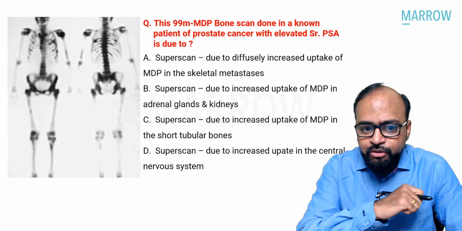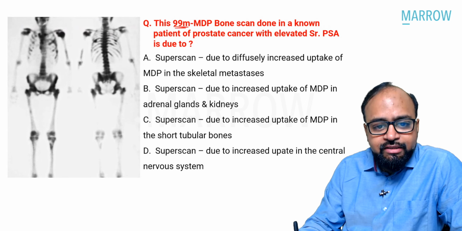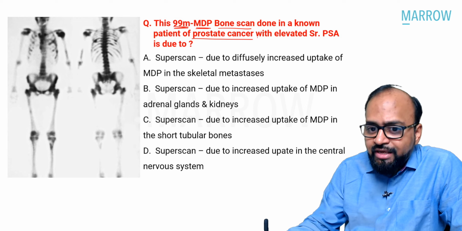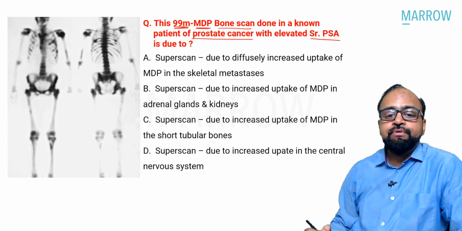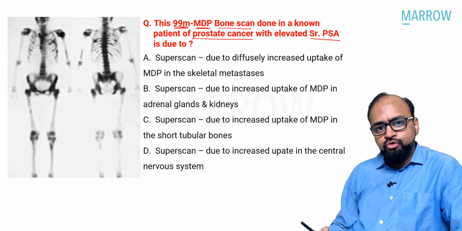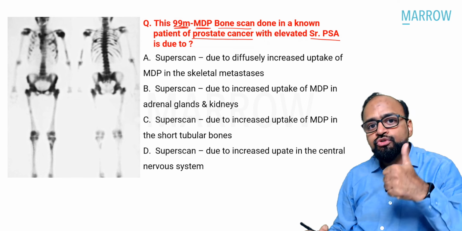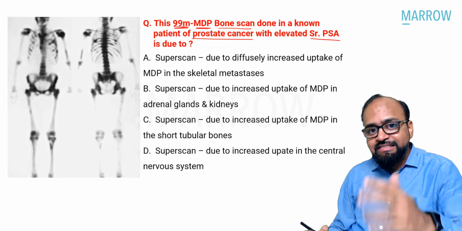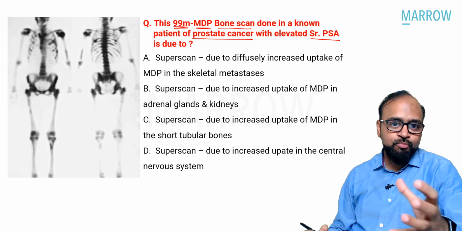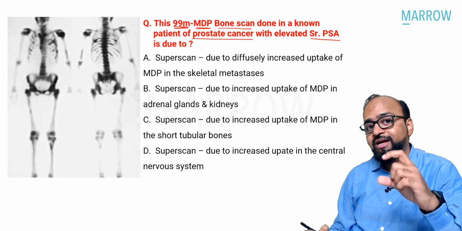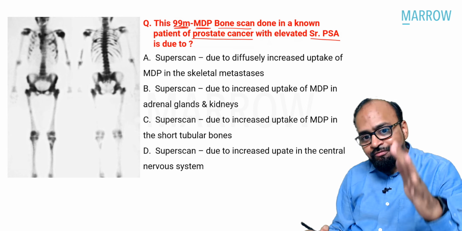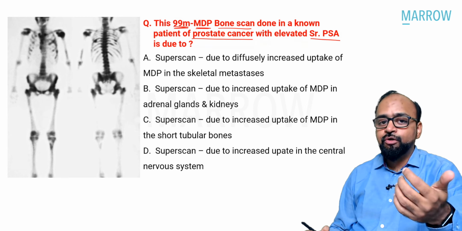Now look at this very peculiar image. This 99m technetium methyl diphosphonate bone scan done in a patient of prostate cancer with elevated serum PSA level is due to what? So prostate cancer has a propensity to spread to the bones, especially the axial skeleton. The metastasis in the vertebral column or the bones in prostate cancer is usually osteoblastic type, where excessive bone production occurs. And in CA prostate along with mets, we do the tumor marker.